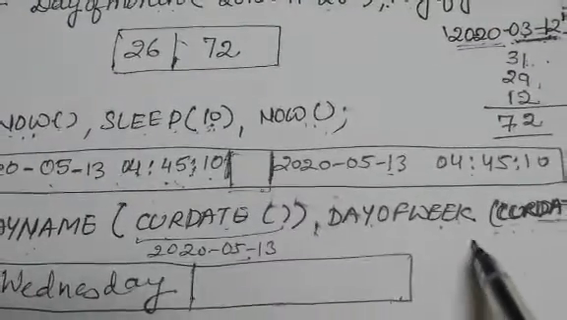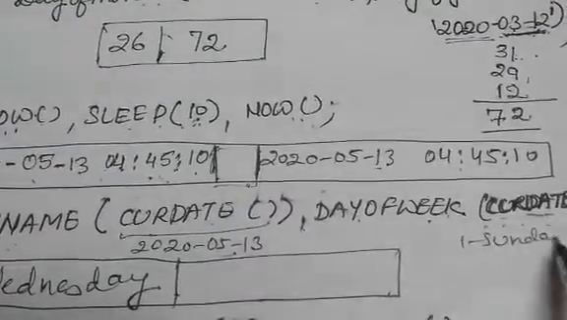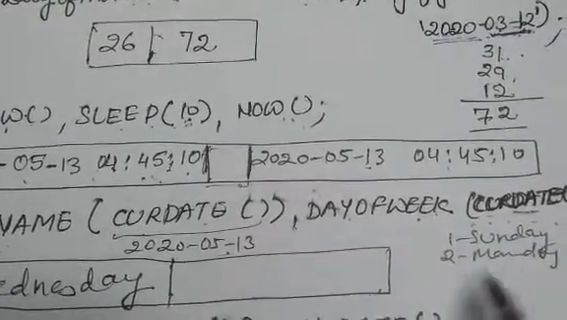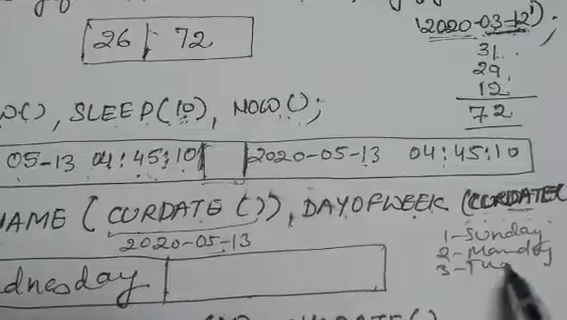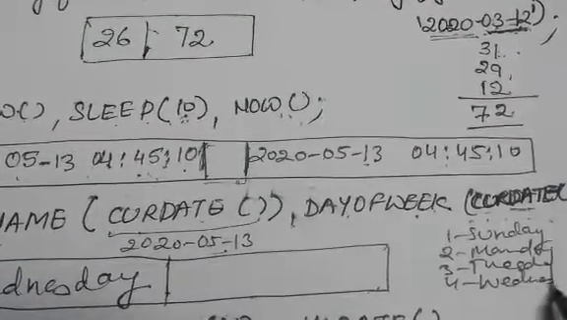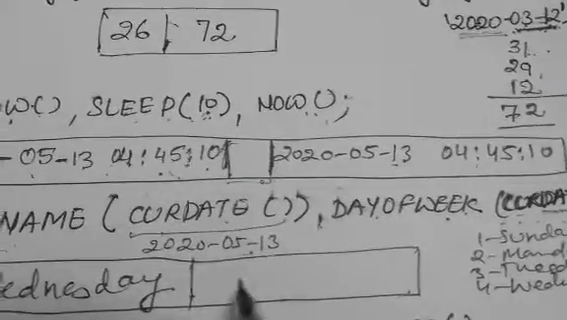Start: 1 is Sunday, 2 is Monday, 3 is Tuesday, so 4 becomes Wednesday. So today is Wednesday, so the output will be 4.